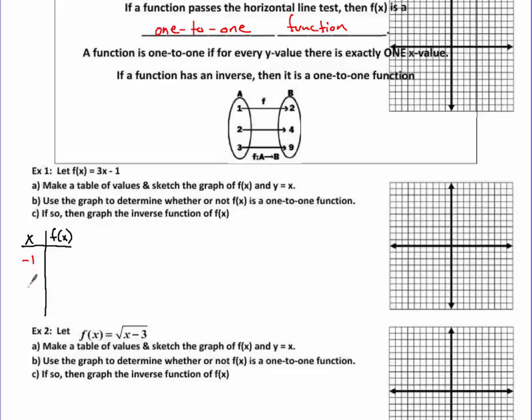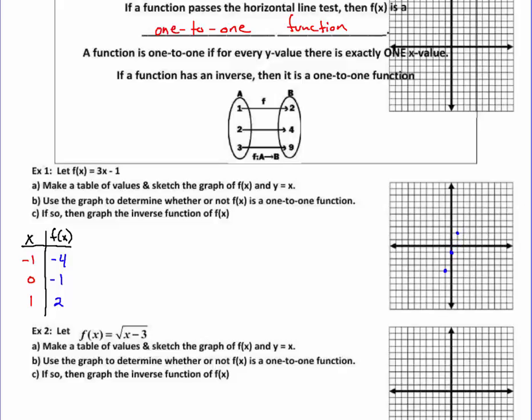So let's pick some numbers. We'll pick -1, 0, and 1, just because those are easy numbers. So we plug in -1 to f of x. That gives us negative 3 minus 1, so negative 4. And then let's plug in 0, that will give us negative 1. And then we plug in 1, will give us 2. So it said here, make a table of values and sketch the graph of f of x and y equals x. So f of x is going to be: -1, -4; 0, -1; and 1, 2.